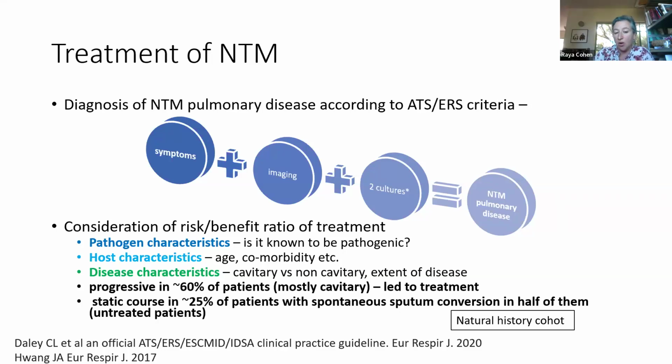When a cohort of patients was published, they saw that the disease was progressive in 60% of the patients, leading to treatment. But in the other patients, 25% had a static course without treatment, and half of them had a spontaneous sputum conversion. So we do have to keep in mind these numbers and know that it doesn't always lead to progressive disease, and we have to really consider all the parameters.